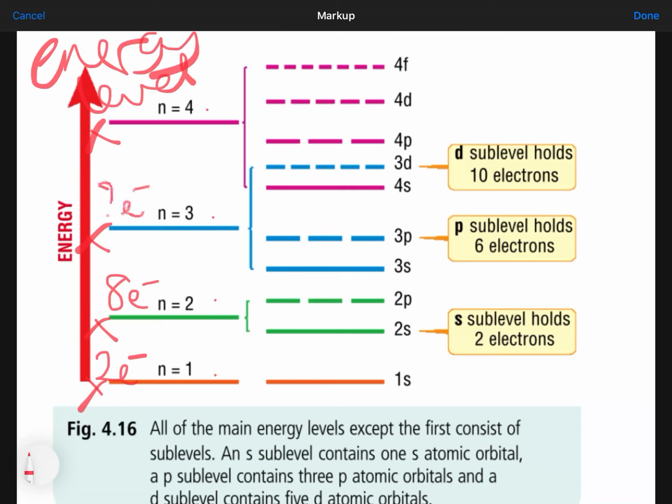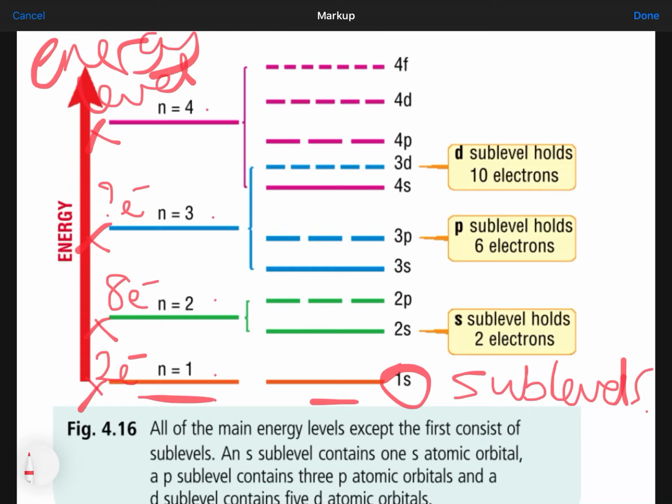Now, what you need to learn, for the purpose of Leaving Cert, is that the main energy levels are subdivided into what are called sub-levels, all right? The first main energy level doesn't have a sub-level, that's just 1s, okay? Now, the names of the sub-levels are important too. So they're s, p, d, and f, okay? So you just have 1s there.